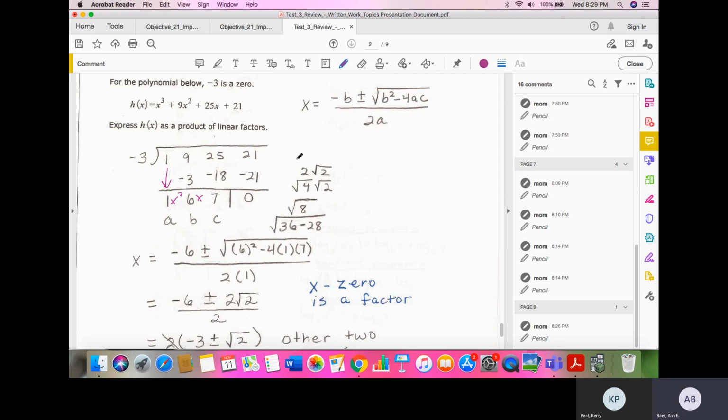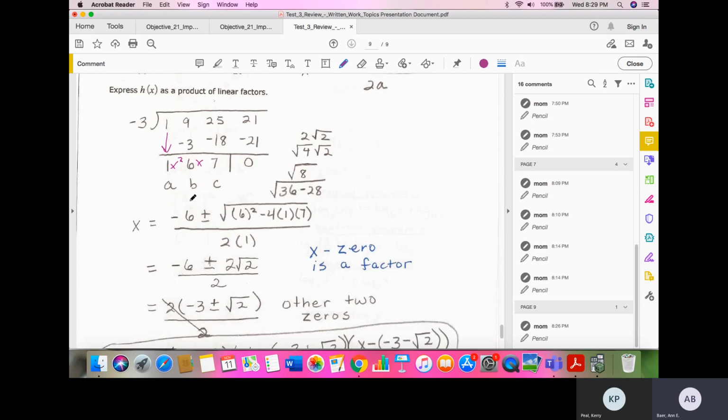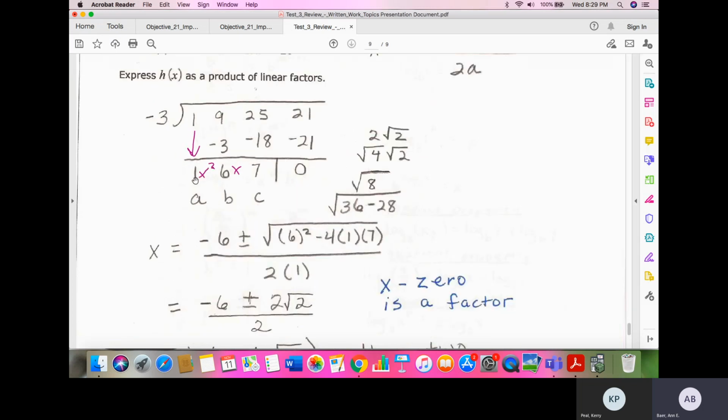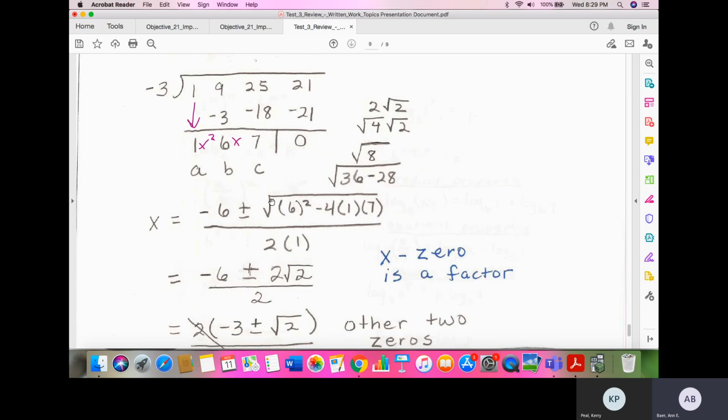If you write those back in, we really have a quadratic equation. That's really what we have. So to find our other two zeros here, we can set this equal to 0 and solve for x. We can use the quadratic formula, and this 1 is our A. This 6 is our B. This 7 is our C. We already know what our A, B, and C are automatically.